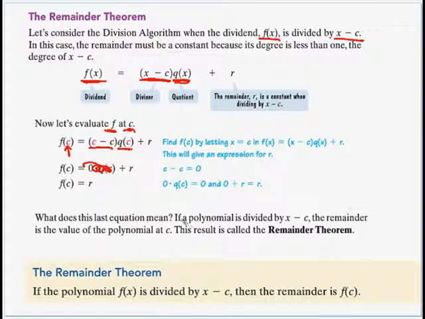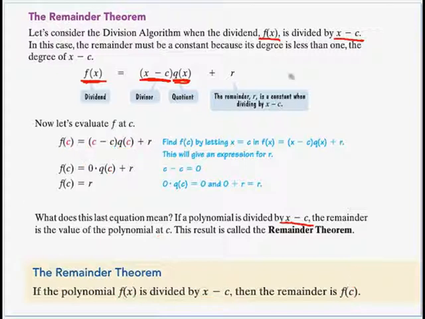What does this last equation mean? If a polynomial is divided by this quantity, x minus c, the remainder is the value of the polynomial at that point c. And this result is called the remainder theorem. The remainder theorem states if the polynomial f of x is divided by this binomial x minus c, the remainder will be f of c. We evaluate the function at that point and we get the remainder.